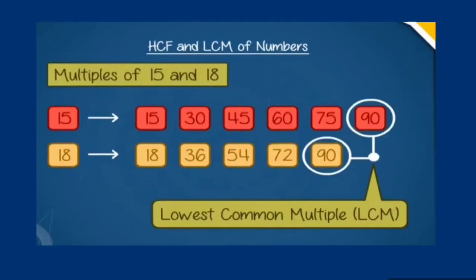Now you can see one example: multiples of 15 and 18. Multiples of 15 are 15, 30, 45, 60, 75, 90. In the same way we can write the multiples of 18: 18, 36, 54, 72, 90. So scholars, you can see the lowest common multiple is 90. So the LCM is 90.